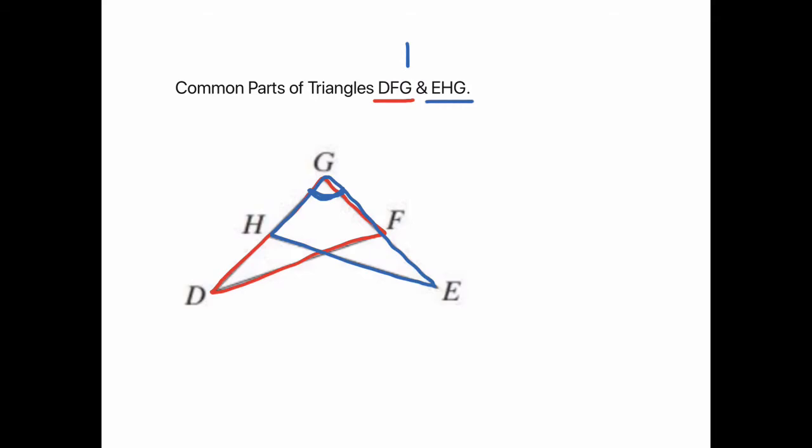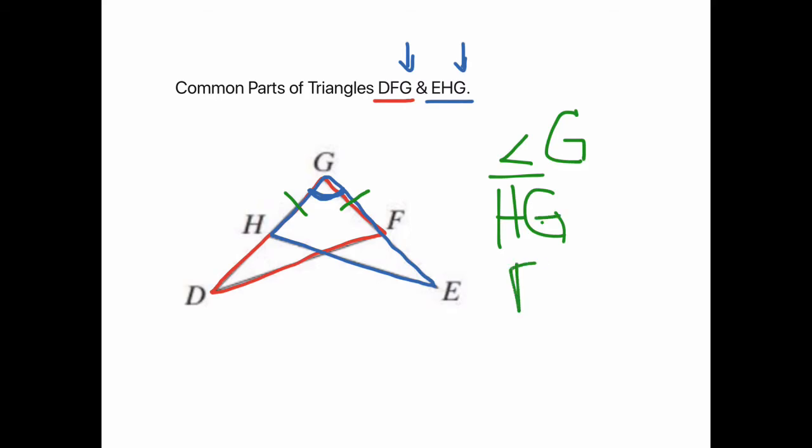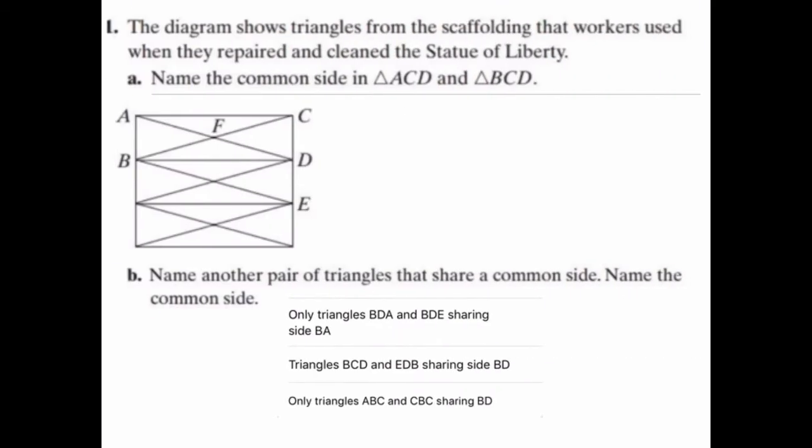You may also see that the side here, GF, is common. You can see there's red and blue overlapping that. The same with HG there. So our angles that are in common is just angle G, but our sides that are in common are HG and FG. And we'll move on to another one.